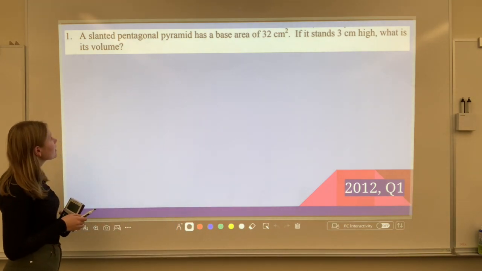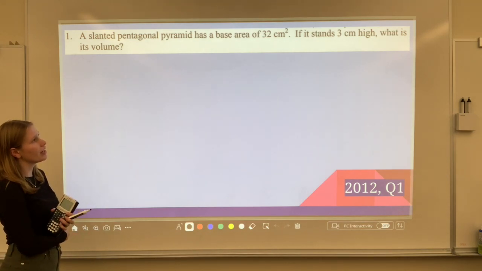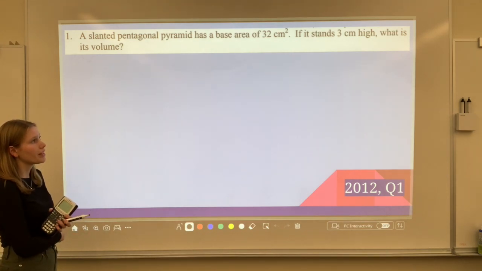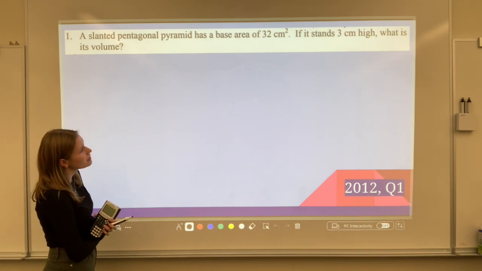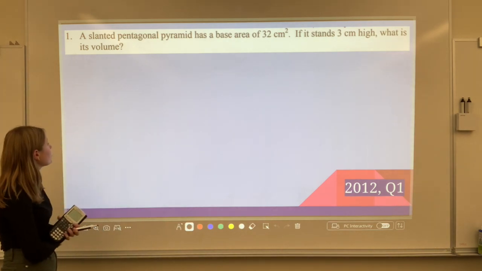A slanted pentagonal pyramid has a base area of 32 centimeters squared. If it stands 3 centimeters in height, what is its volume?